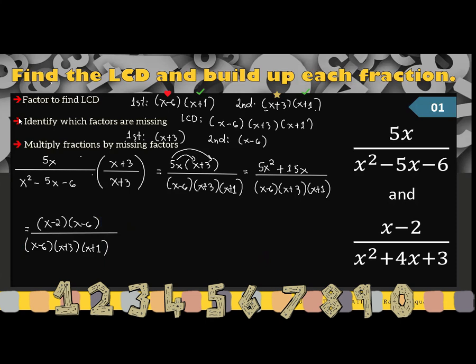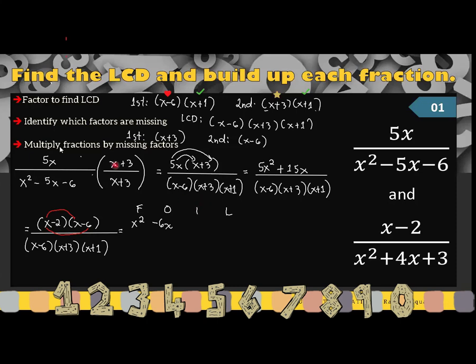And to multiply the numerators, we have to use the FOIL method. F stands for the first terms. In this case, the first terms for this given polynomial will be x and x. The product of x and x will be x squared. Now, O stands for the outer terms. The outer terms for this polynomial will be x and negative 6. The product of these two will be negative 6x.